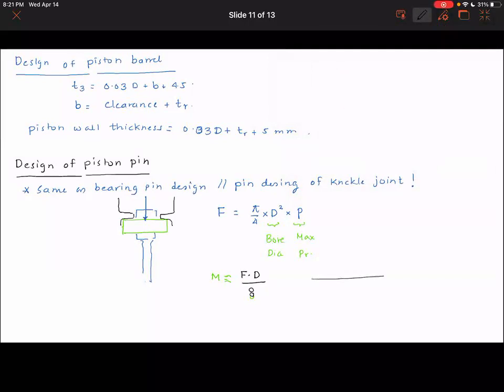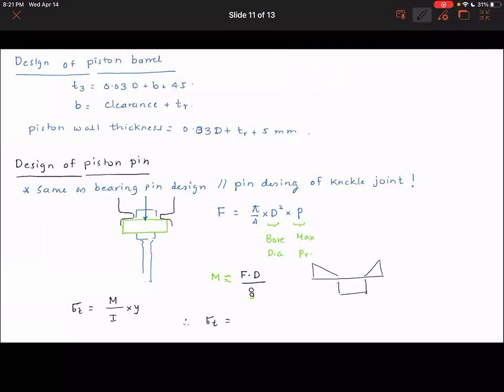Where does this approximate relationship come from? If you think about the loading pattern that we talked about on the pin, it has forces that are uniformly varying and forces that are uniformly distributed. If you look at the bending moment with all the geometry, it comes to approximately force times D divided by 8. And once you have that, you have to look at the bending stress. Sigma T is equal to M divided by I multiplied by Y.